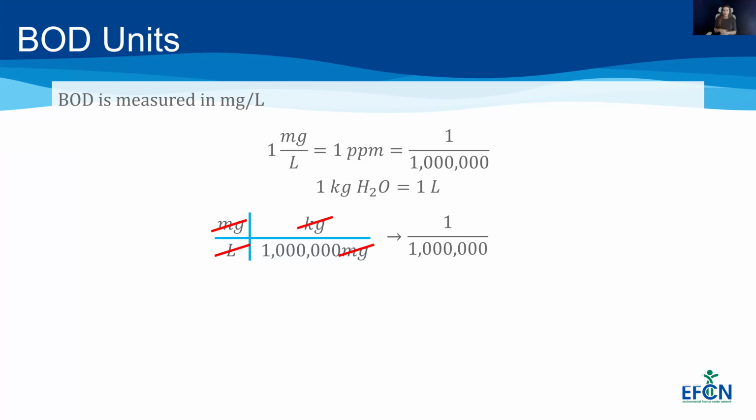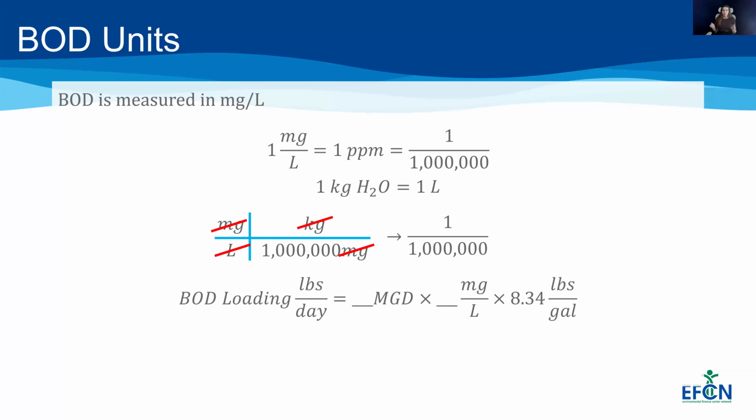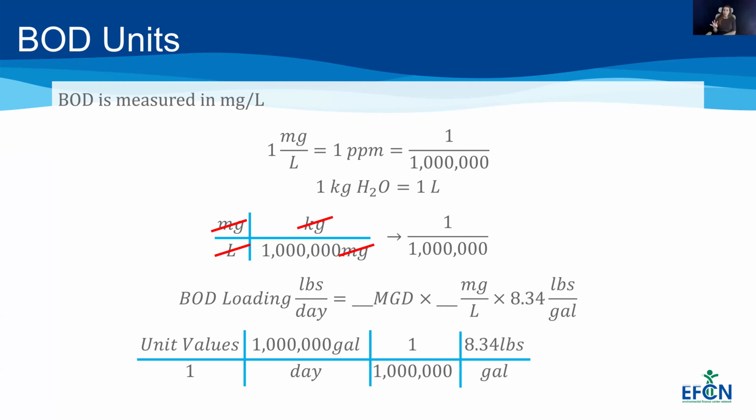The reason this is useful is that during a lot of these biological processes and our other treatment calculations, we have our BOD loading, which is important to measure. The way this formula is typically represented is our flow in MGD multiplied by our concentration in milligrams per liter multiplied by a unit conversion of 8.3 pounds per gallon. If we plug that into a unit conversion, we would have just the numbers that represent our unit values.